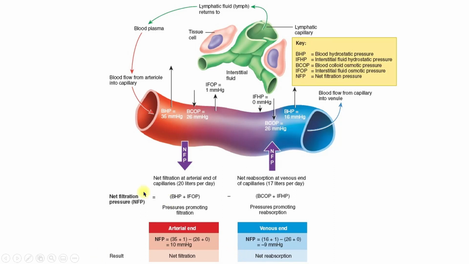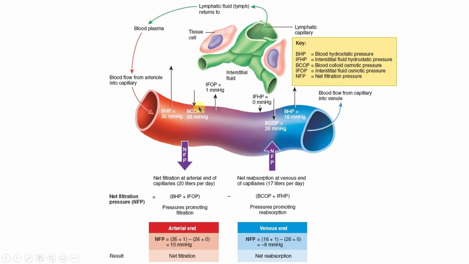Okay, so now let's start with the calculation at the arterial end. The net filtration pressure equals blood hydrostatic pressure. You can see here the blood hydrostatic pressure, which is 35 millimeters of mercury. So 35 plus the interstitial fluid osmotic pressure. It's already given to you here: interstitial fluid osmotic pressure, which is 1. So 35 plus 1 minus the blood colloid osmotic pressure. Again, it's given here already.